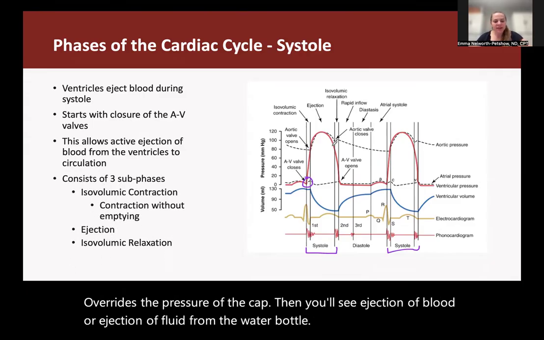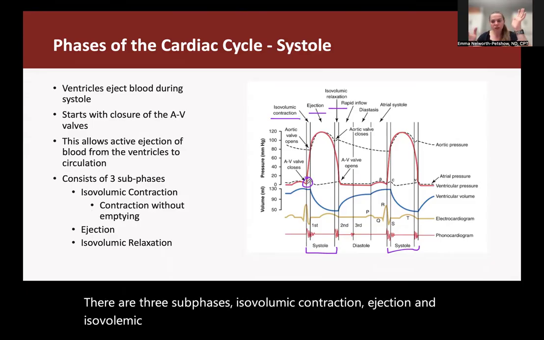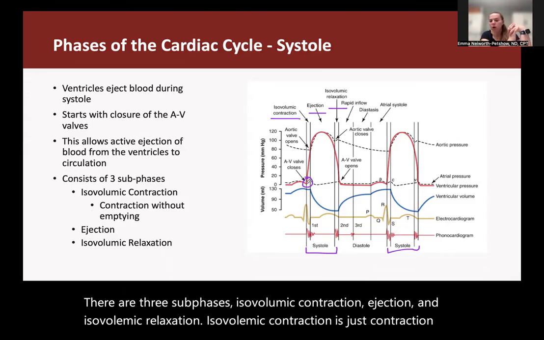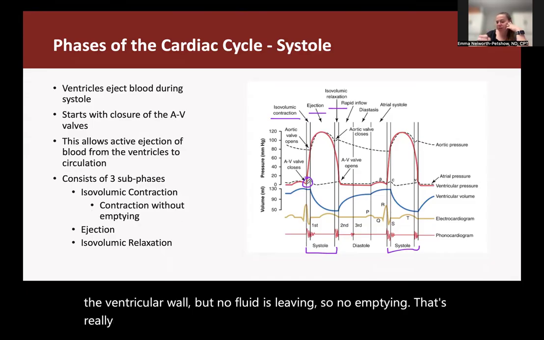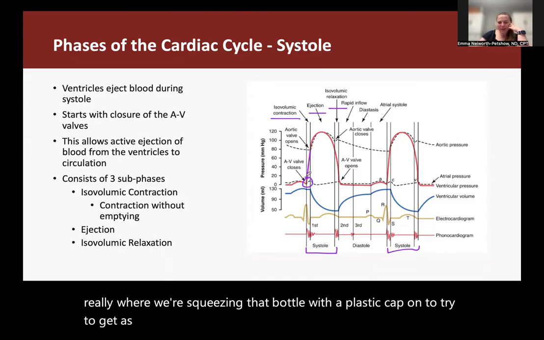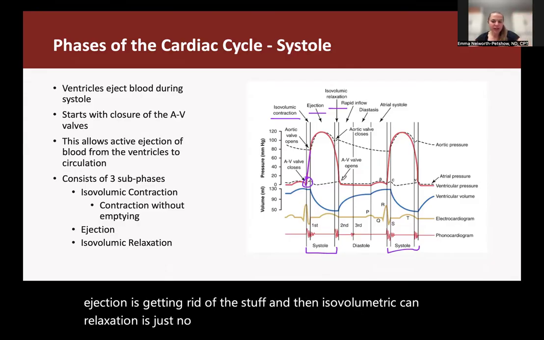There are three subphases: isovolumic contraction, ejection, and isovolumic relaxation. Isovolumic contraction is just contraction of the ventricular wall, but no fluid is leaving, so no emptying. That's really where we're squeezing that bottle with a plastic cap on to try to get as much pressure as possible from here to here. Then ejection is getting rid of the stuff, and then isovolumic relaxation is just no more ejection, just the muscle tissue is relaxing.